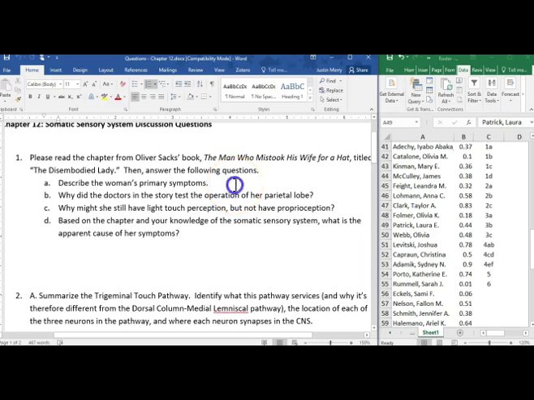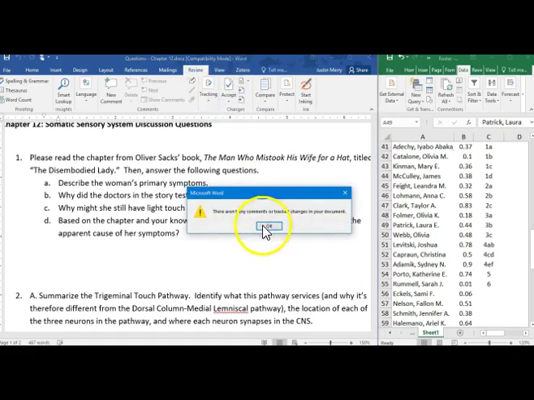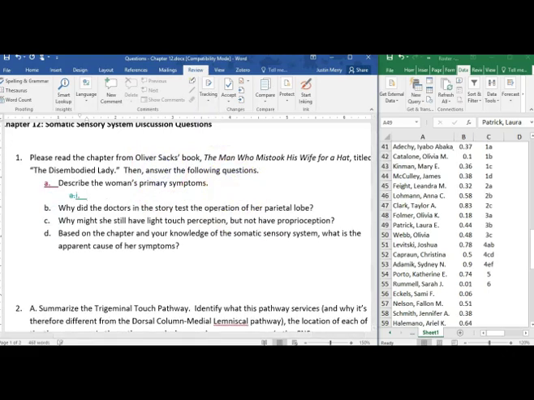Not every question, I think some of these have discrete answers, some of these don't, for this one in particular. And that was sort of on purpose. I don't want to accept, I want to track. Okay, so let's start off. Billy, you got the first one. Describe the woman's primary symptoms.